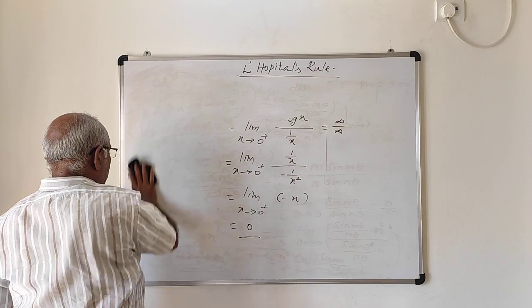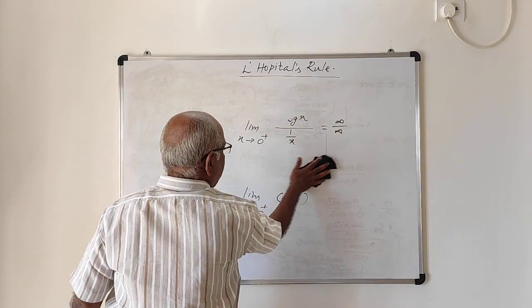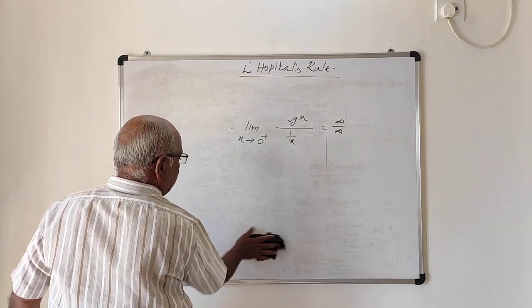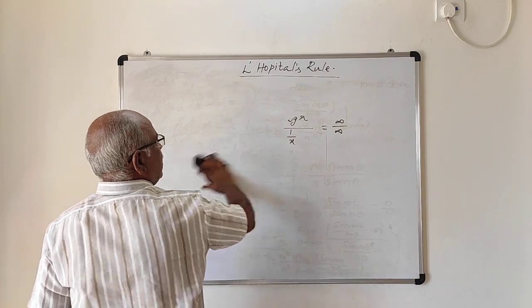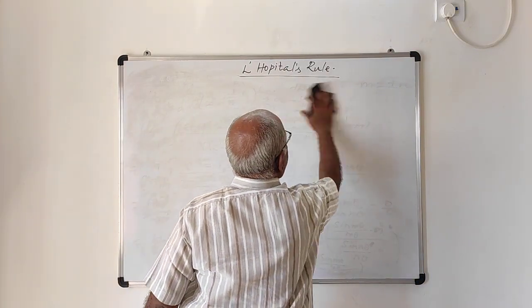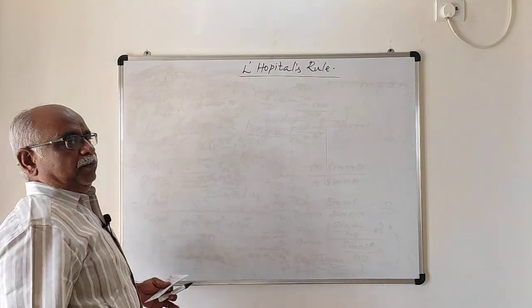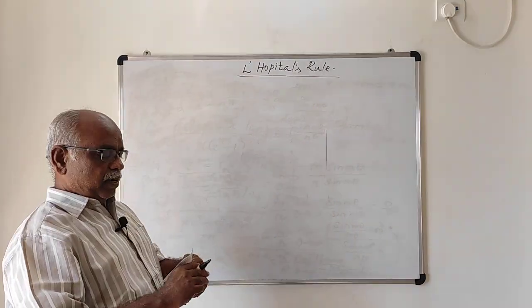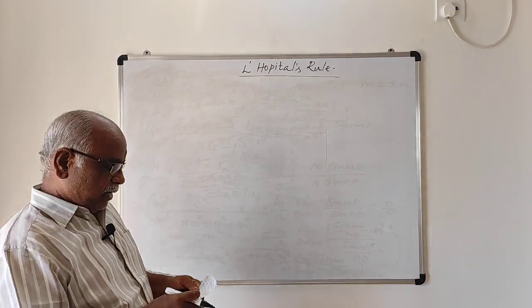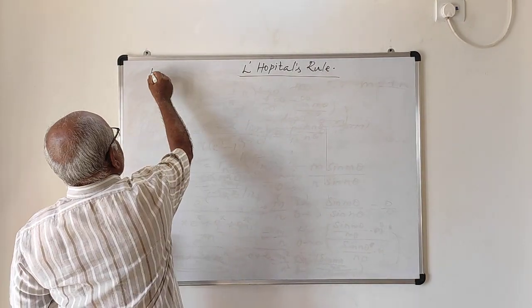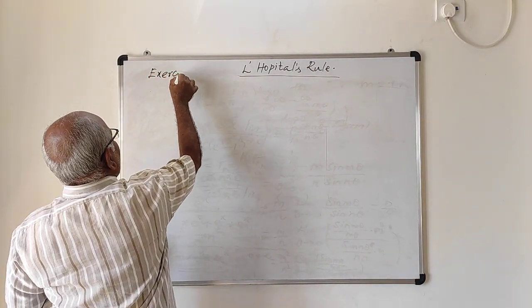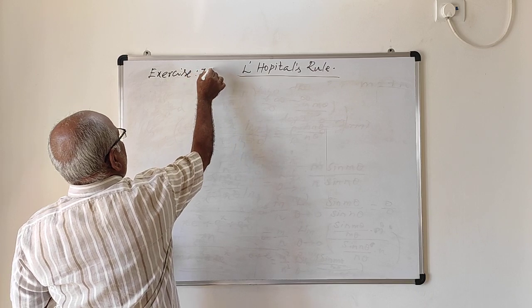These are very simple problems and are very easy to understand. L'Hopital's rule is nothing but differentiating the numerator function and the denominator function separately, not applying the quotient rule. You remember that. That is an important point. Now exercise 7.5, problem number 9.